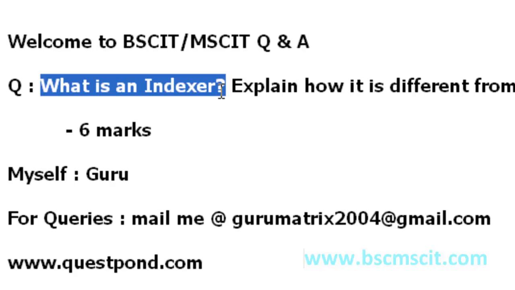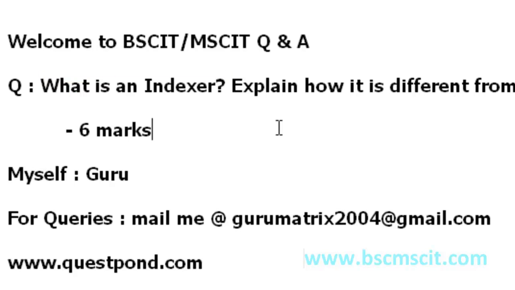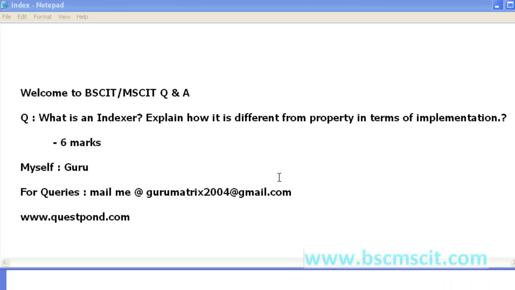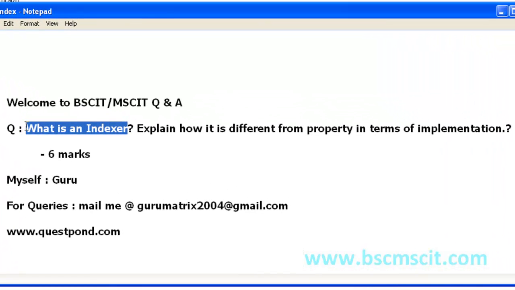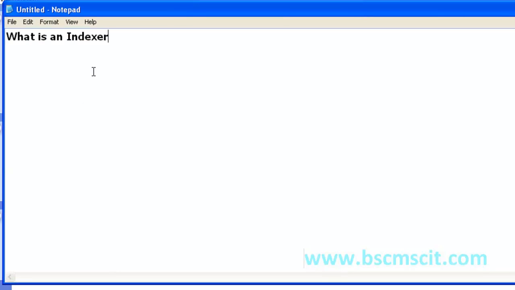Let's understand what is an indexer first, then only we can see how it is different from a property in terms of implementation. So let's start our session. Let's first try to understand what is an indexer. Let me copy this and let me just open up my notepad. Indexer. What is an indexer basically?